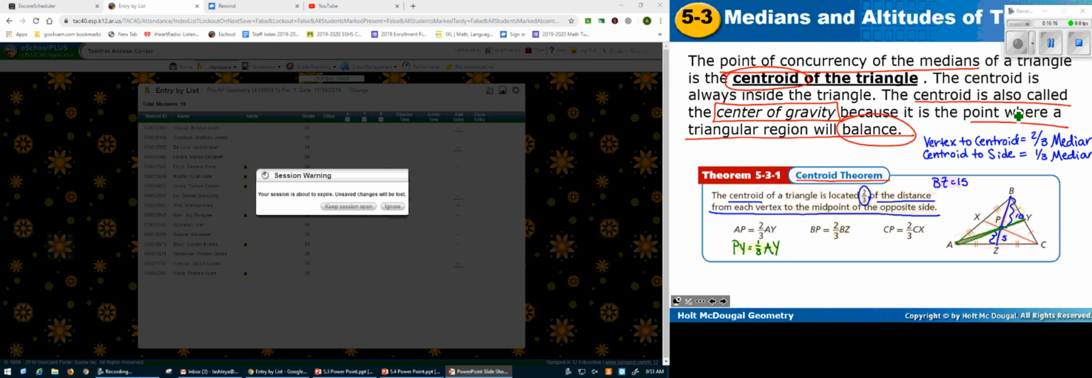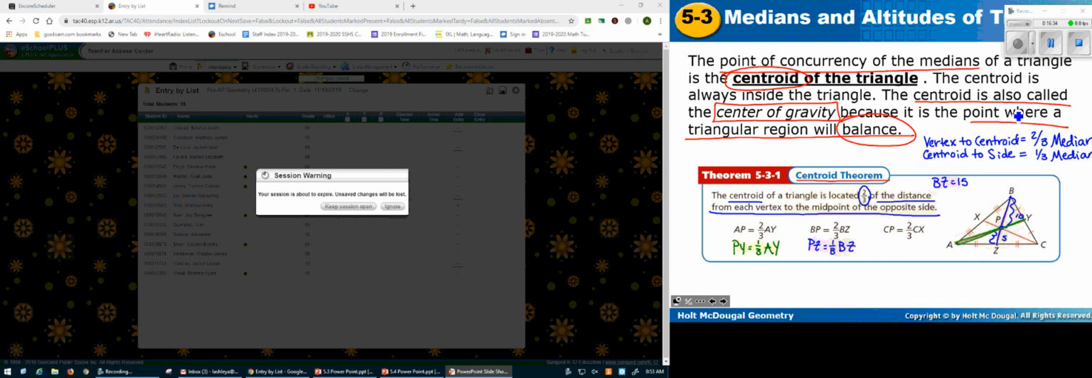If I'm looking at the blue BZ line, then the shorter piece is PZ. So I could say PZ is 1/3 of BZ. That's 1/3.